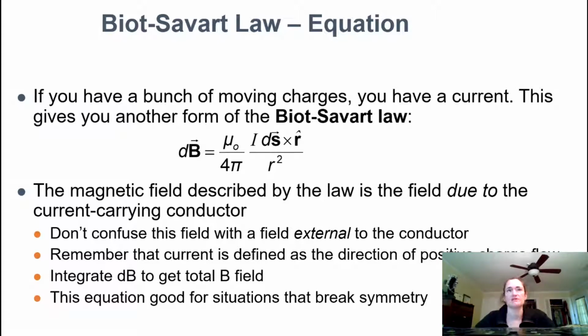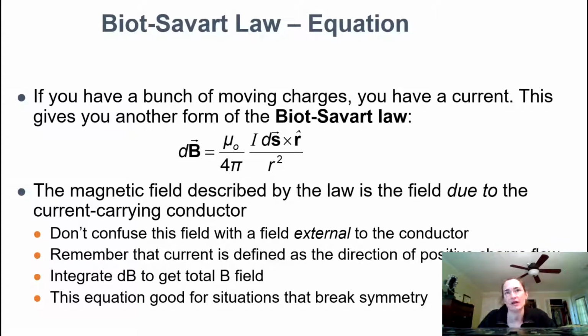Now, if you have a bunch of moving charges, of course, you have a current. That's another form of the Biot-Savart law. Here, B, the magnetic field, would be equal to mu naught over 4 pi times the integral of I ds cross r hat over r squared, where I is the magnitude of the current. ds is the little differential vector that points in the direction of the current. R hat is, again, the unit vector that points from the place on the wire that you're looking at to the point in question, and r is the distance from that point on the wire to the point in question.